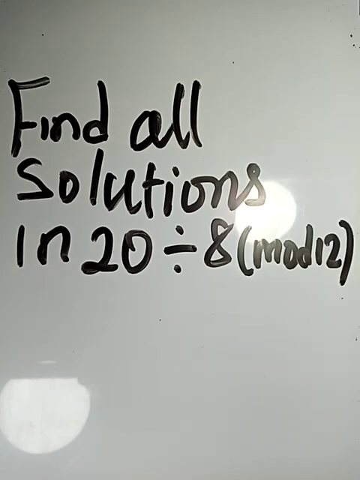We want to look at a problem in congruency equation or modular arithmetic. And we have this problem here, 20 divided by 8 mod 12. Is there going to be a solution? If there's going to be a solution, how many solutions are we going to get? We are going to relate this with a simple linear equation in modular arithmetic. So let's dive into the solution.